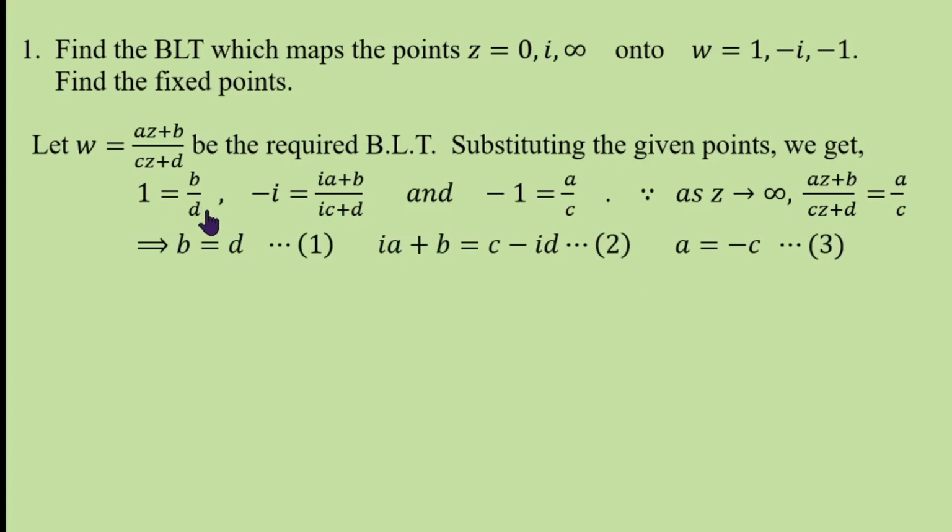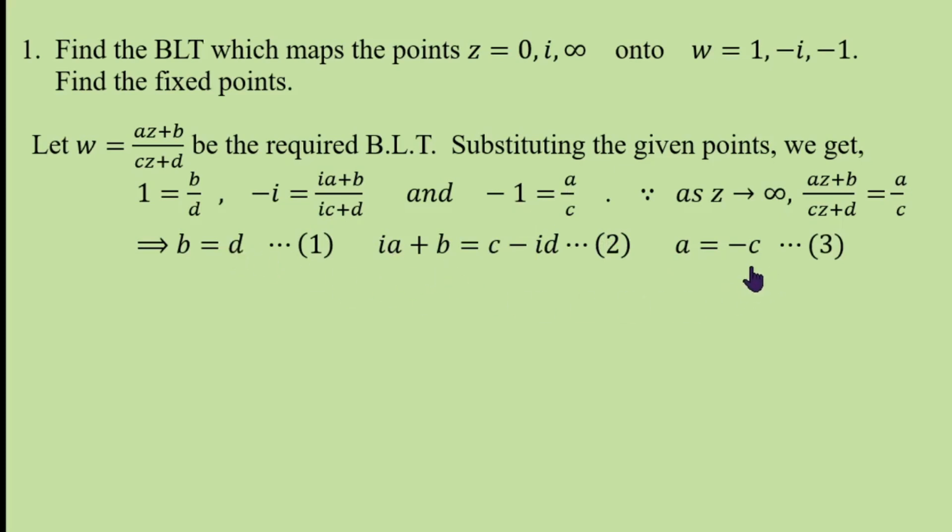Or you can write it like this: the numerator B is nothing but D into 1, so B equal to D. Then iA plus B equal to minus i square C plus minus i D. We know that i square is minus 1, therefore minus i square is 1. So, 1 into C minus i into D. This is the second equation, and A equal to minus C.